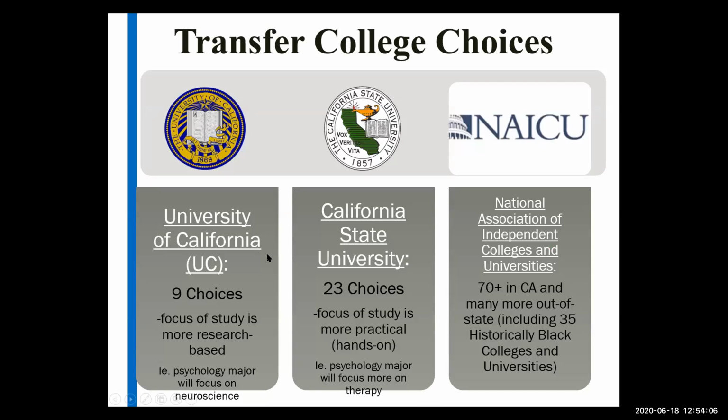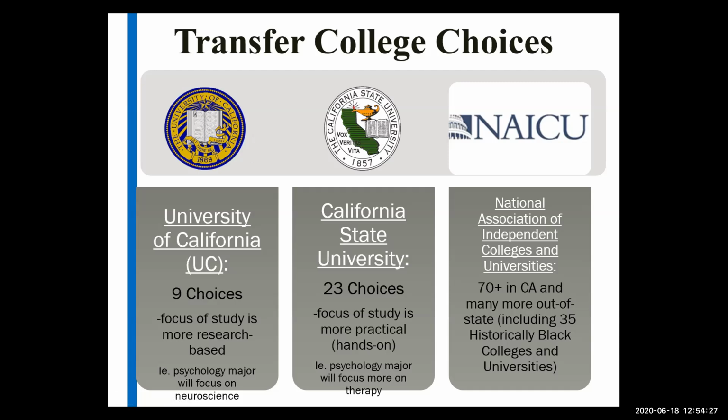And again, just as a reminder, what UC and CSU means. The UC is the University of California system. That's part of the state of California's public school system. There are 9 of those, and they are more research focused. The California State University system is 23 schools. Those also have research, but also have more of a practical focus.